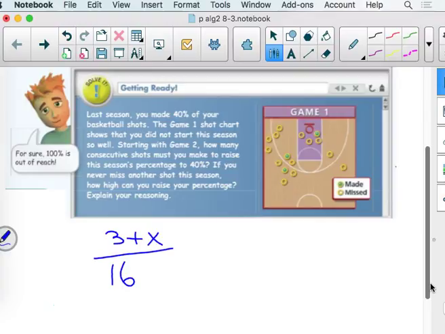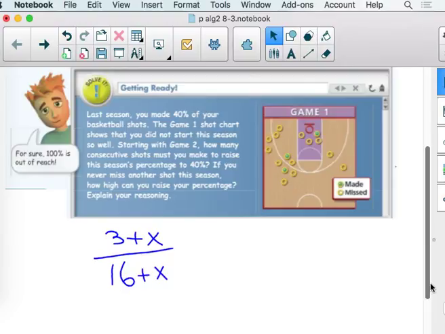Well, okay, it's highly improbable. It's possible, but highly improbable, especially since you shot 40% last year. So this is what you make. Well, now we've just increased your total because you just took more shots. And that's a rational function. Percentages are rational functions. Percentages are all about what you want to happen divided by the total that's going to happen. And that's what that is.